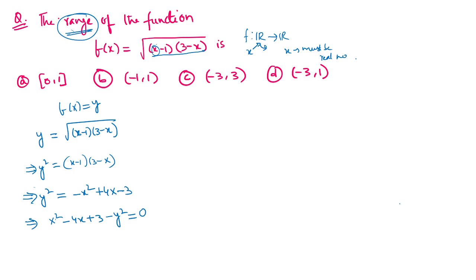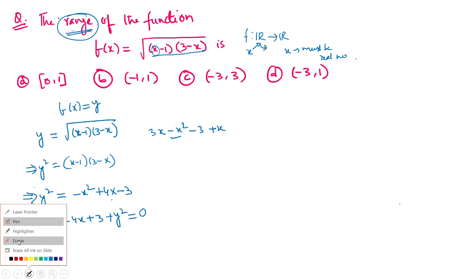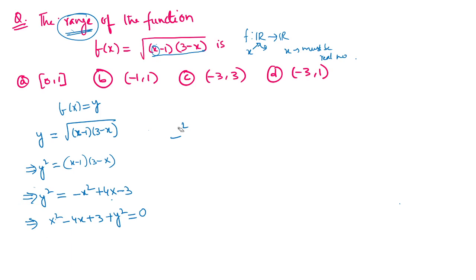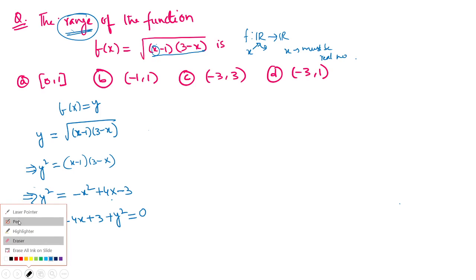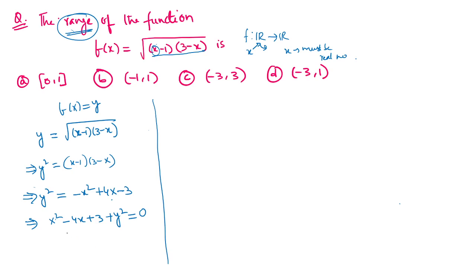Any problem here? So we get 3x minus x square minus 3 plus x, which is minus x square plus 4x minus 3. Transferring, x square minus 4x plus 3, and this is plus y, right? Okay. Now let's see the quadratic.